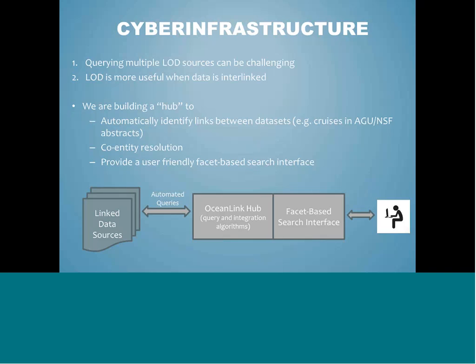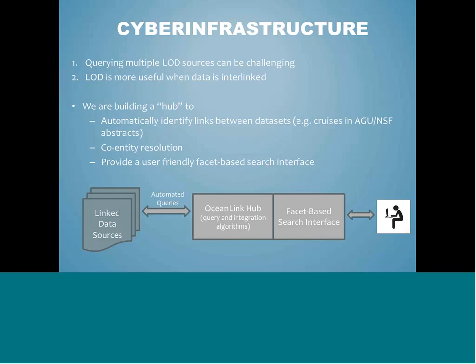We're going to do what the computer science community refers to as co-entity resolution. So for example, a research vessel may appear at different ocean science repositories by slightly different names or slightly different identifiers. So we are going to attempt to automatically identify that those are indeed the same research vessel, or that people across these repositories are in fact the same person.